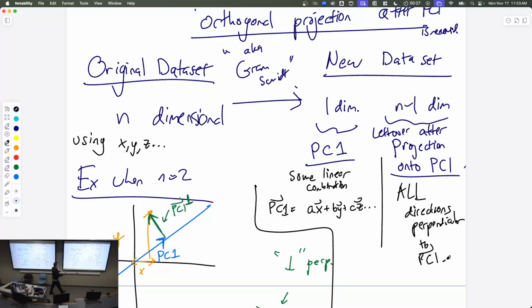So last class, I tried to describe how we find this PC1, and I didn't worry about the other stuff. And now I'm saying, as soon as you find PC1, you can think of the leftovers as being some vector in n minus 1 dimensional space.